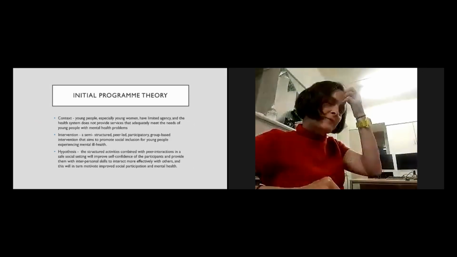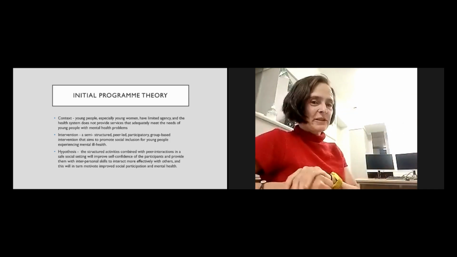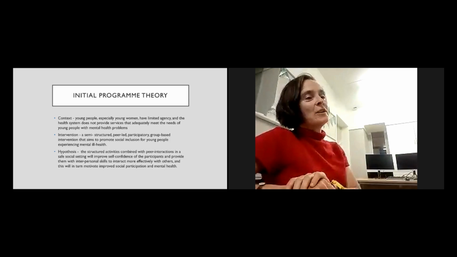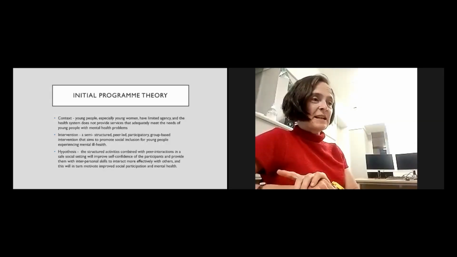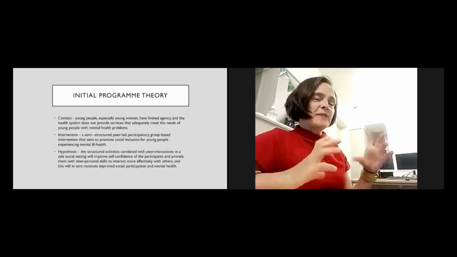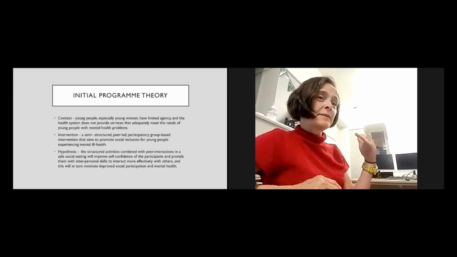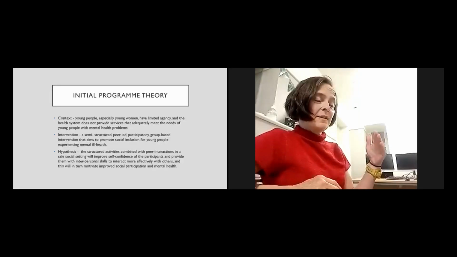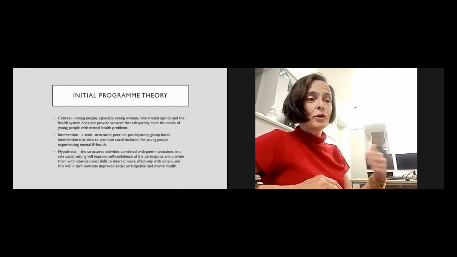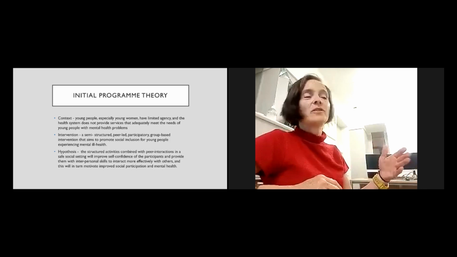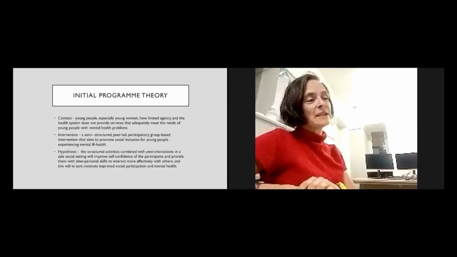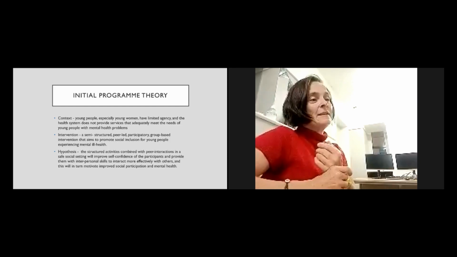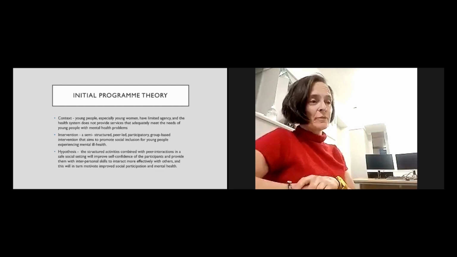And so this was our original program theory, where if we describe it narratively, young people, especially young women, have limited agency, and the health system does not provide services to meet the needs of young people with mental health problems. So that's the setting: it's very hierarchical and age-based, and young people typically don't participate in decisions in their own lives, when they leave school, who they'll marry, what job they'll do. Often those decisions are predominantly taken by parents and relatives, and young people are sometimes not even consulted.